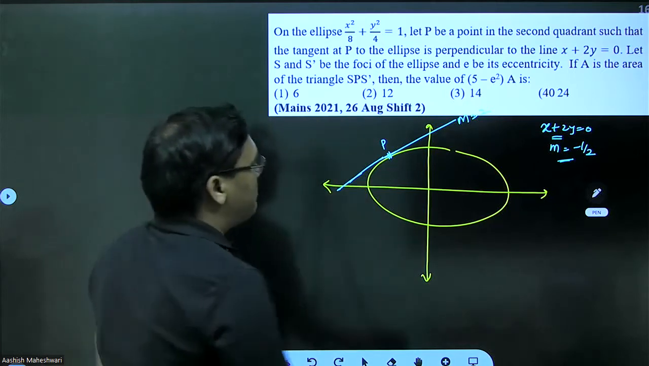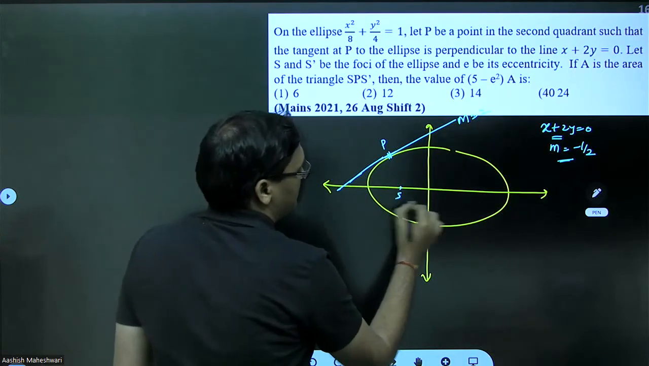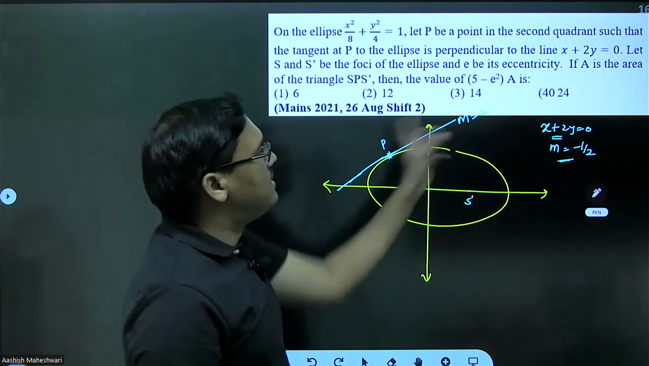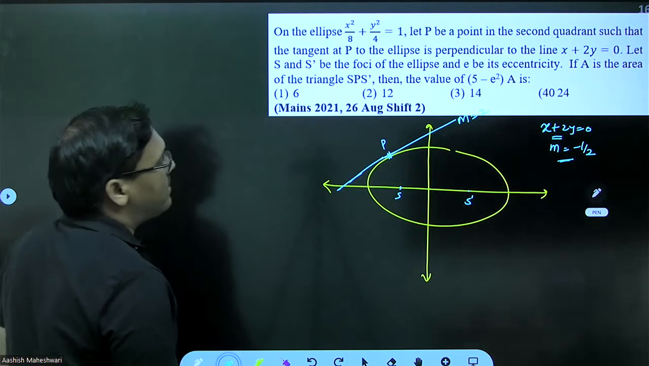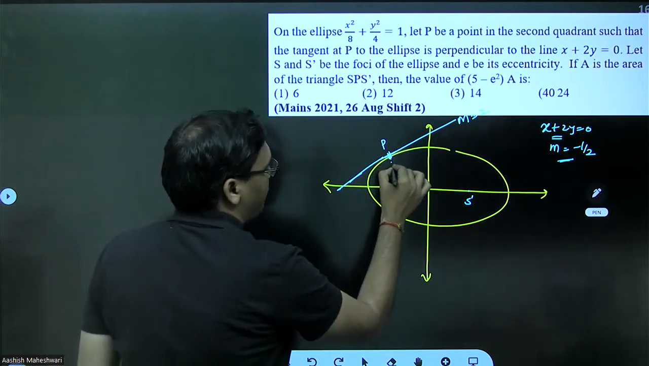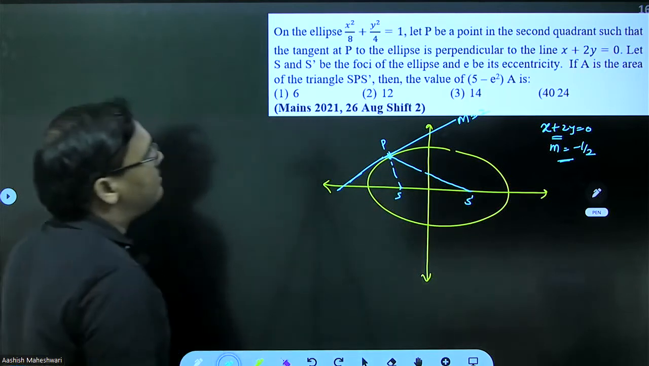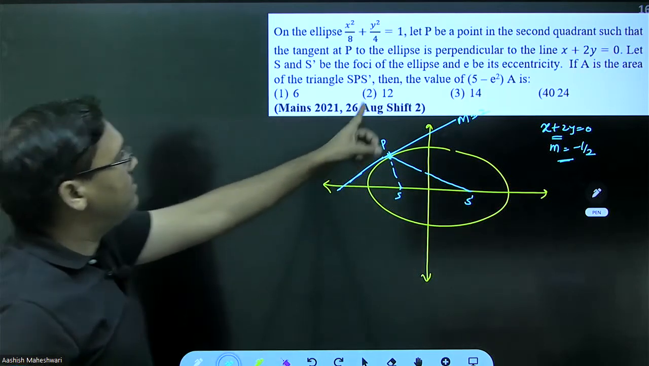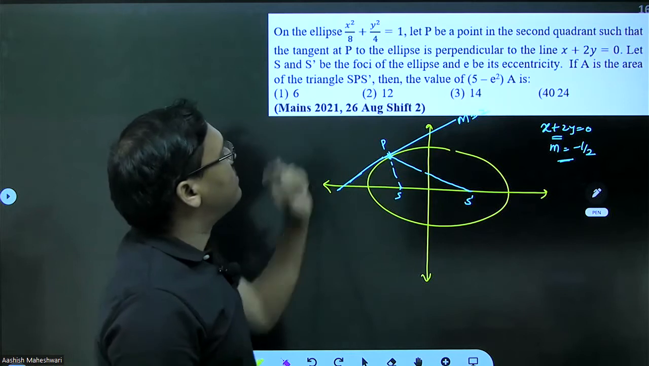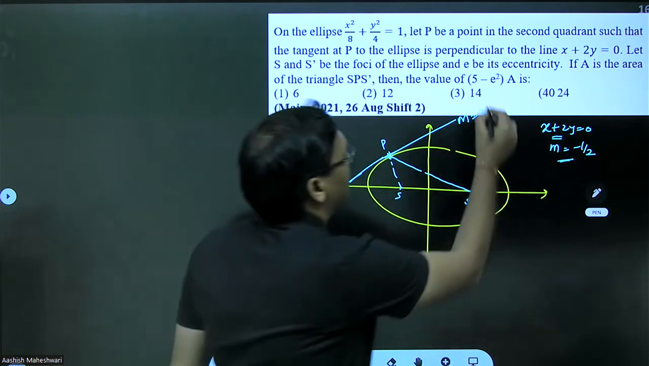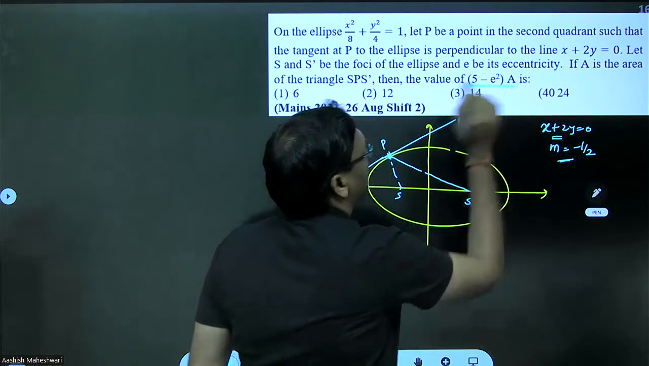Let S and S dash be the foci of this ellipse. E be the eccentricity of this, and area of the triangle SPS dash, A be the area of this triangle. Then what is the value of 5 minus E square into A?